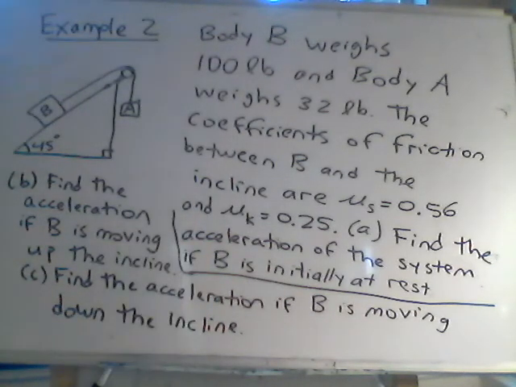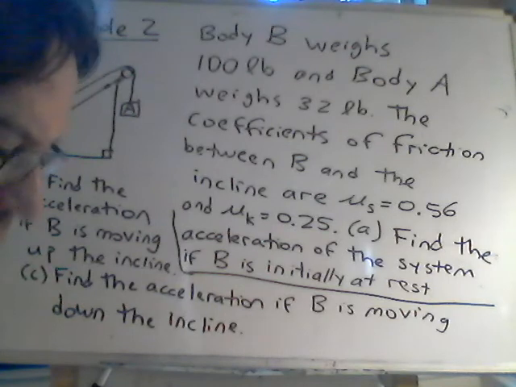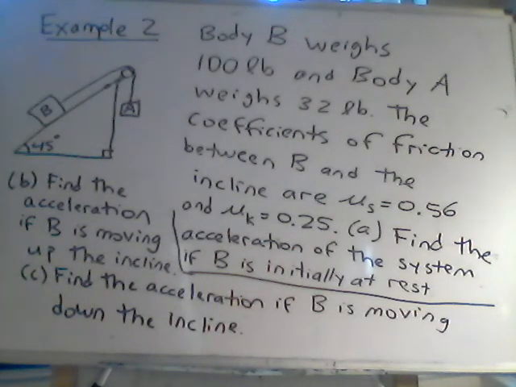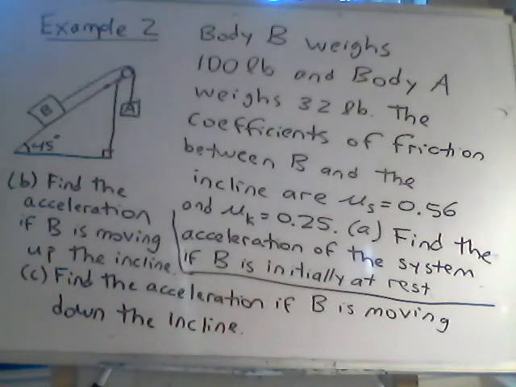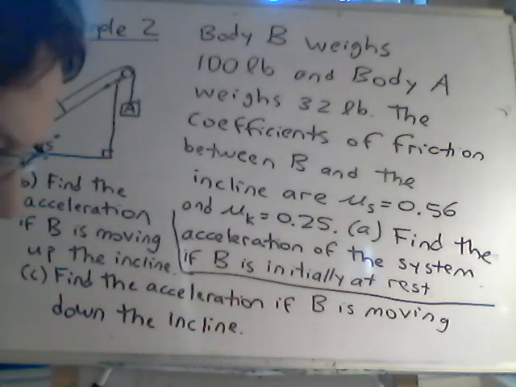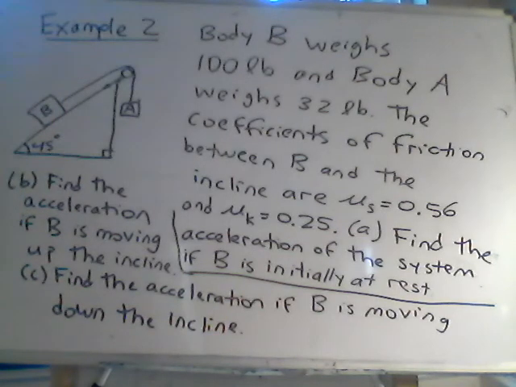All right. So again, body B weighs 100 pounds and body A weighs 32 pounds. The coefficients of friction between B and the incline are mu sub s is 0.56 and mu sub k is 0.25. And mu sub s is the coefficient of static friction, mu sub k is the coefficient of kinetic friction. Part A. Find the acceleration of the system if B is initially at rest. Part B is find the acceleration if B is moving up the incline. C is find the acceleration if B is moving down the incline. Okay, so three different problems.